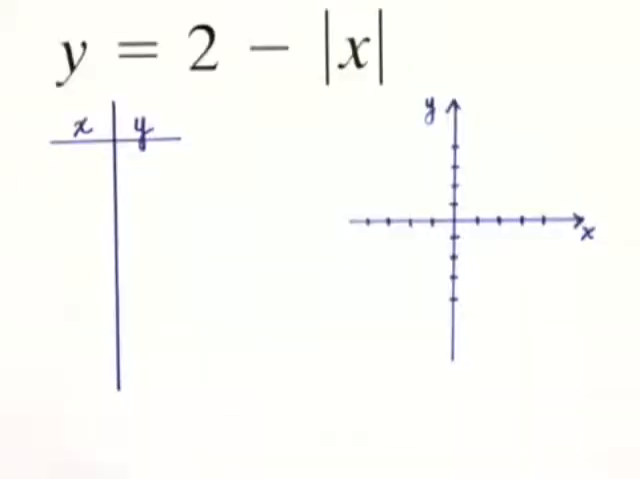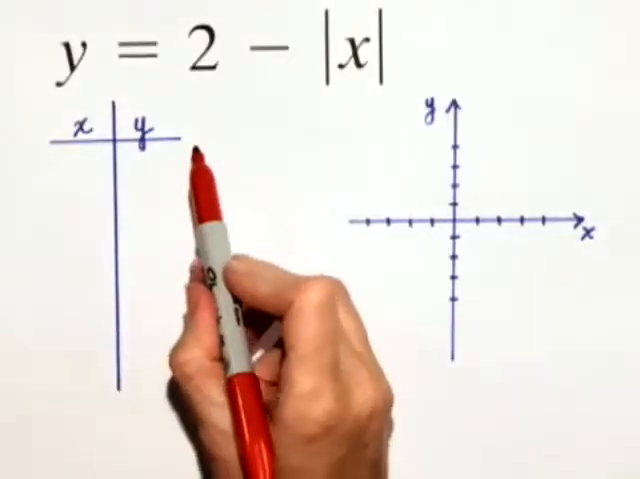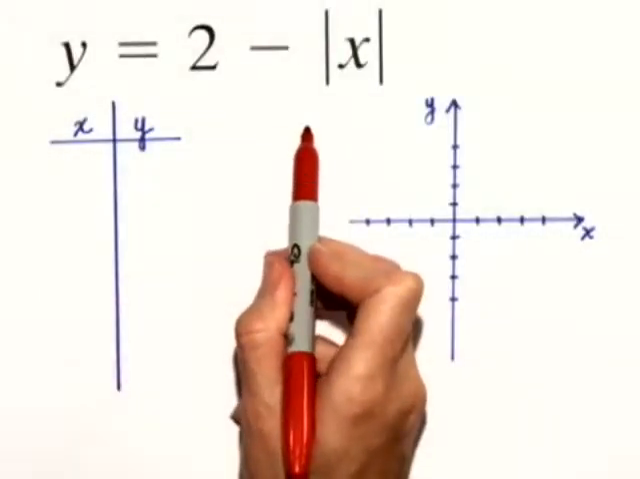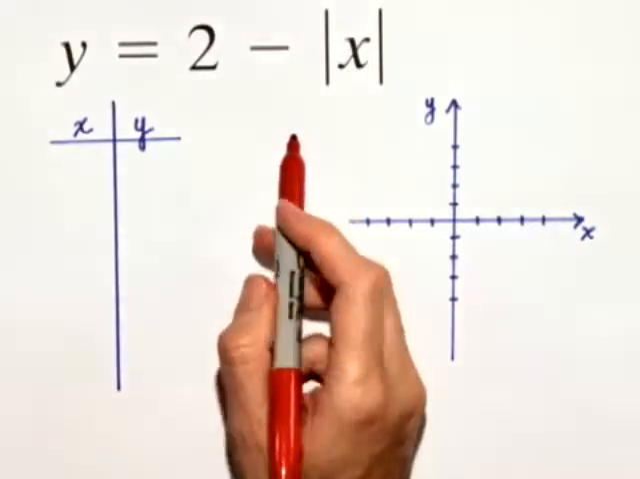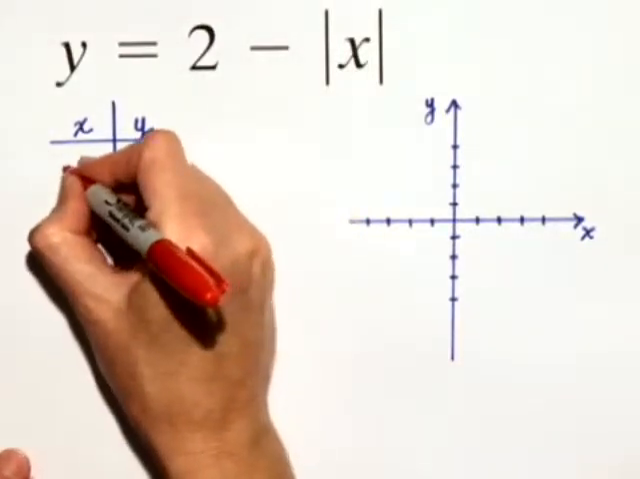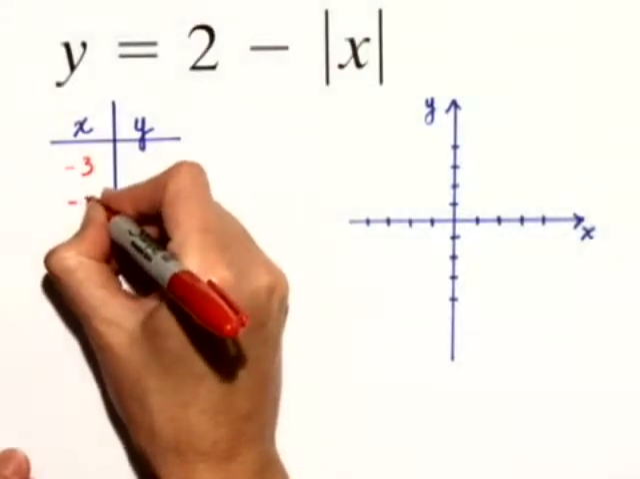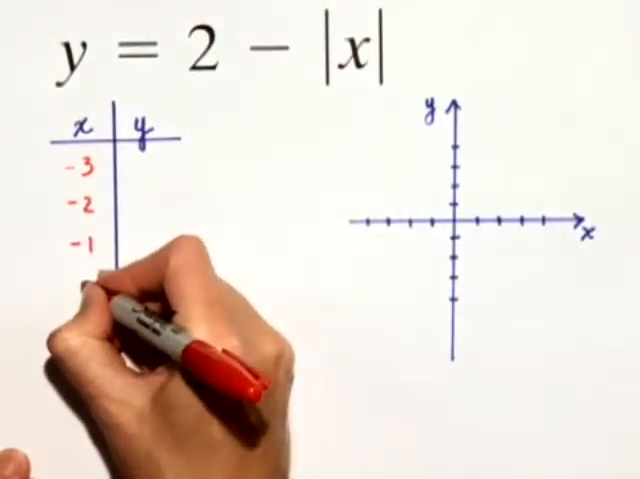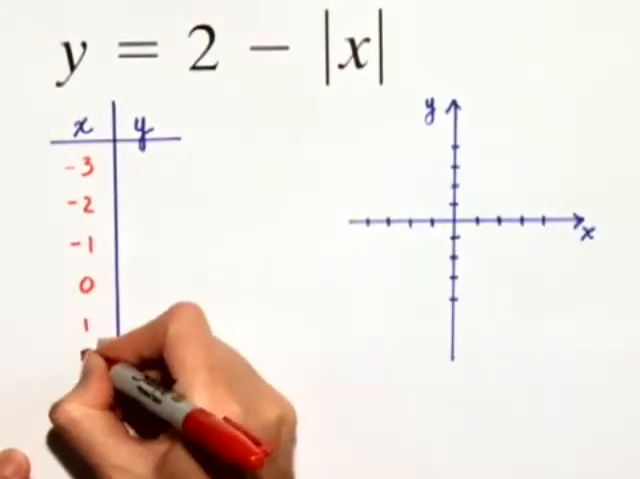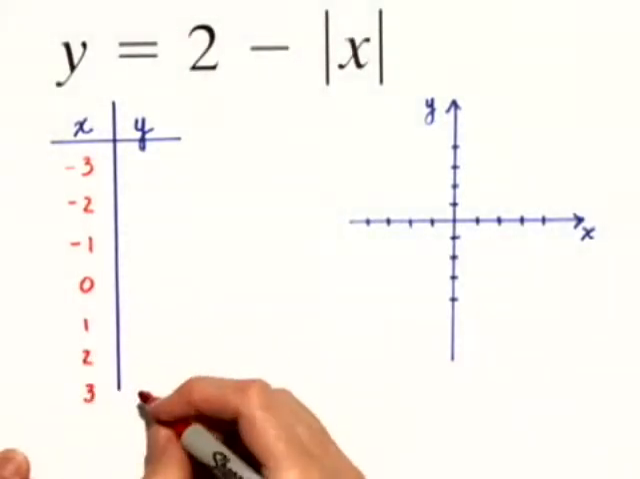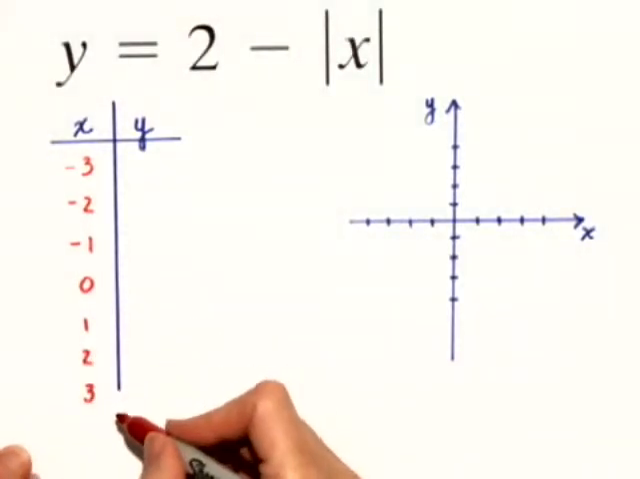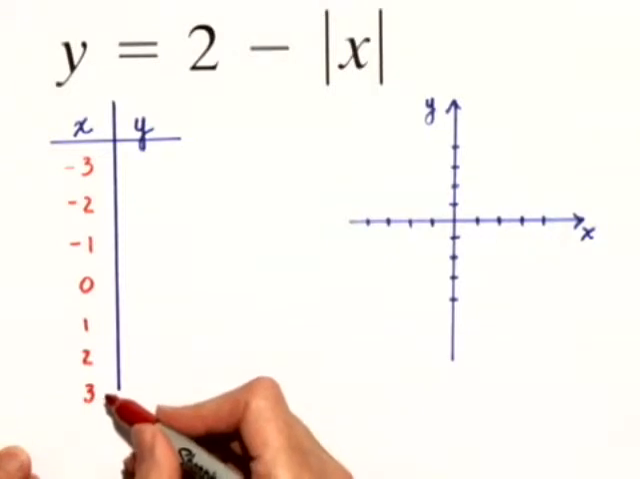For this problem, we're asked to graph an equation in the rectangular coordinate system. So we have the equation y is equal to 2 minus the absolute value of x. We'll select some values for x, starting at -3, -2, -1, 0, 1, 2, and 3. These are good numbers to start with, and if we need more numbers, we can always select more when we're done with these.